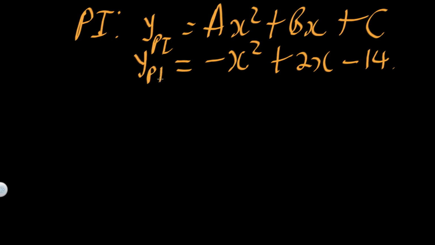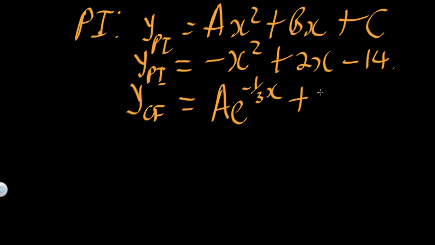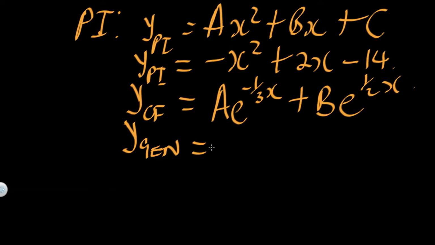Now we have our particular integral. We also found our y CF, which is the complementary function. So let me write the complementary function also. y CF is equal to A e to the power -1 over 3 x plus B e to the power 1 over 2 x. This is our complementary function, and we agreed that the general solution is y CF plus y PI. So the general solution is the sum of the complementary function and the particular integral.